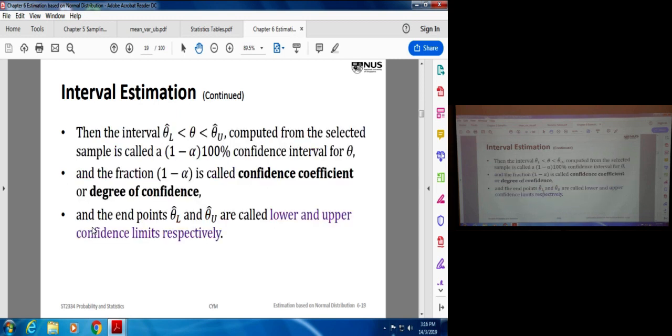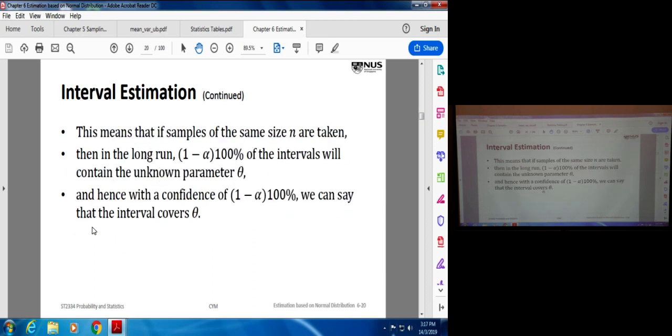The interval computed from a selected sample is called the 1 minus alpha times 100% confidence interval. So alpha you choose, let's say 0.025, then that's a 97.5% confidence interval, and if alpha is 0.05, it's a 95% confidence interval. The fraction 1 minus alpha is called the confidence coefficient. I prefer that phrase. The end points, theta hat L and theta hat U, are the lower and upper confidence limits respectively. Okay, very good. So this basically means the following.